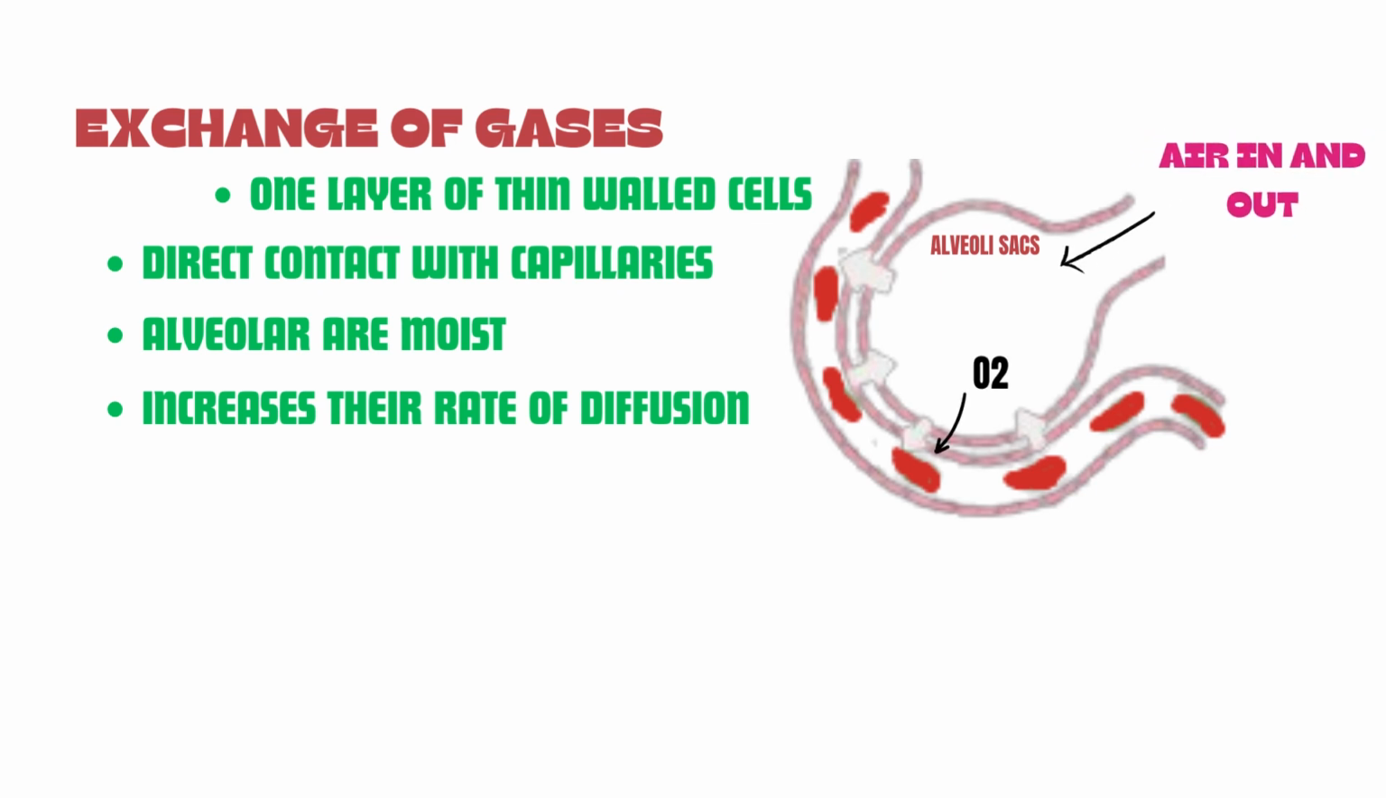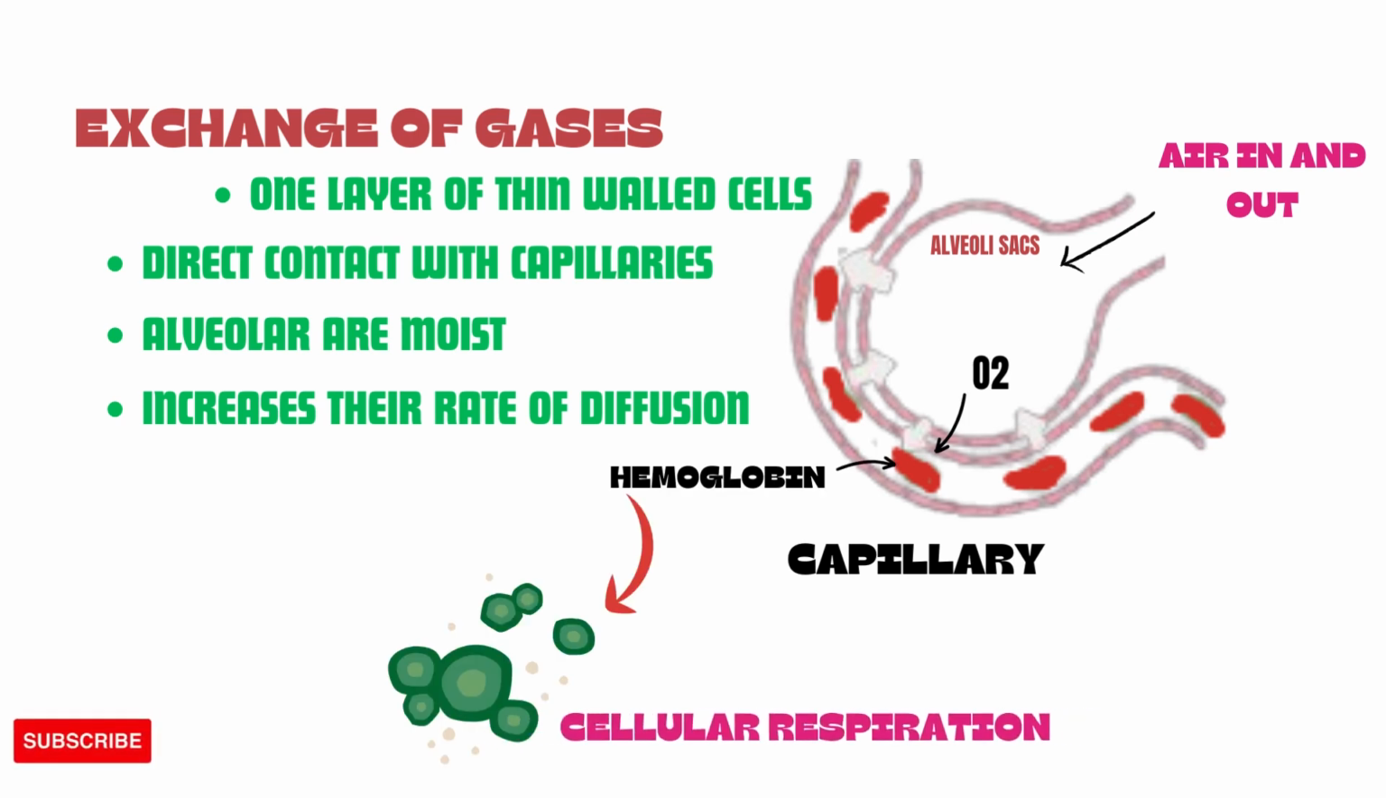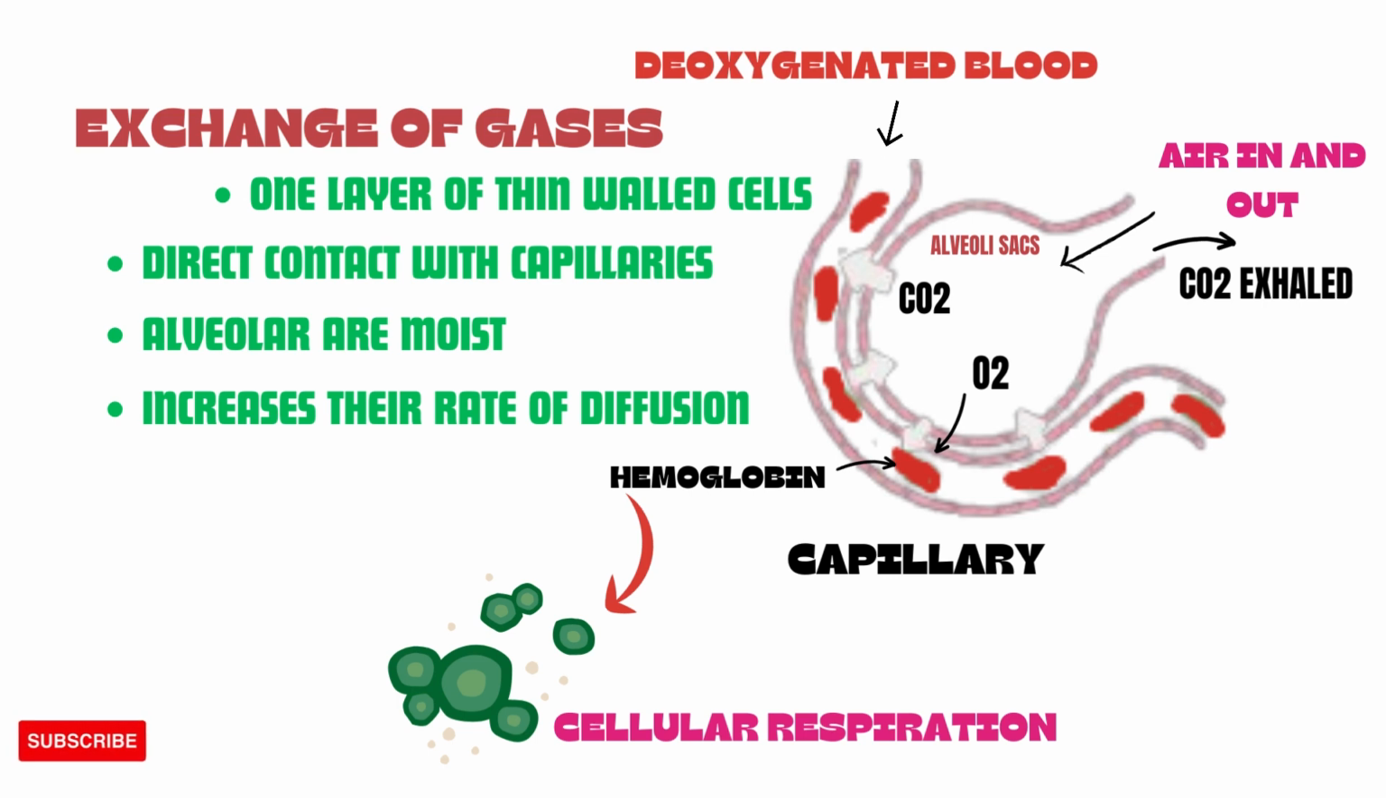Oxygen from the inhaled air in the alveoli diffuses into the capillaries and binds to hemoglobin in red blood cells, where it is transported to body tissues for use in cellular respiration, while carbon dioxide produced by cell metabolism is carried by the blood back to the alveoli, where it diffuses from the blood into the air in the alveoli to be exhaled. The blood continuously circulates throughout the entire process, with a steady inflow of deoxygenated blood into the capillaries and oxygenated blood leaving it.